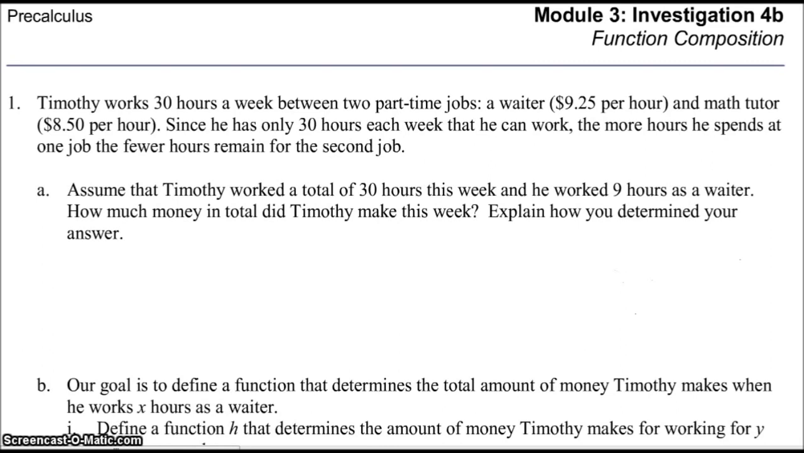Number 1. Timothy works 30 hours a week between two part-time jobs, a waiter for $9.25 per hour, and a math tutor for $8.50 per hour. Since he only has 30 hours each week that he can work, the more hours he spends at one job, the fewer hours remain for the second job.